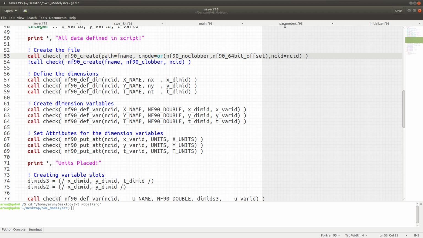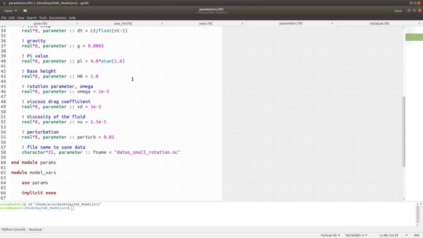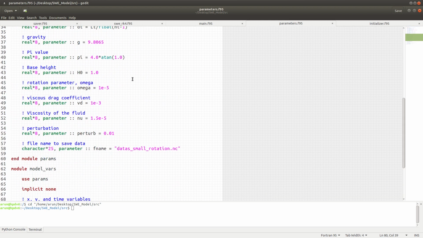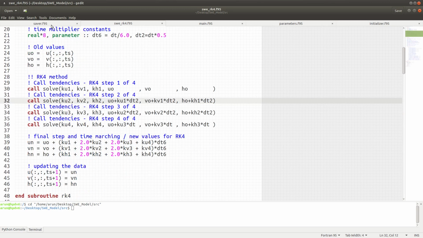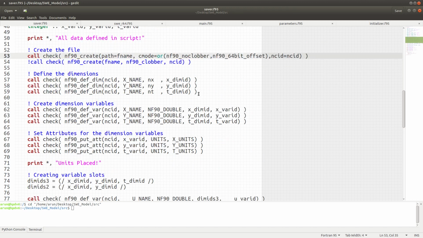This f name is actually given over here. The f name is given over here. Since we are importing the parameter module, this f name will be directly used over here. And these are some inbuilt commands that are available in NetCDF to make sure everything is working fine.